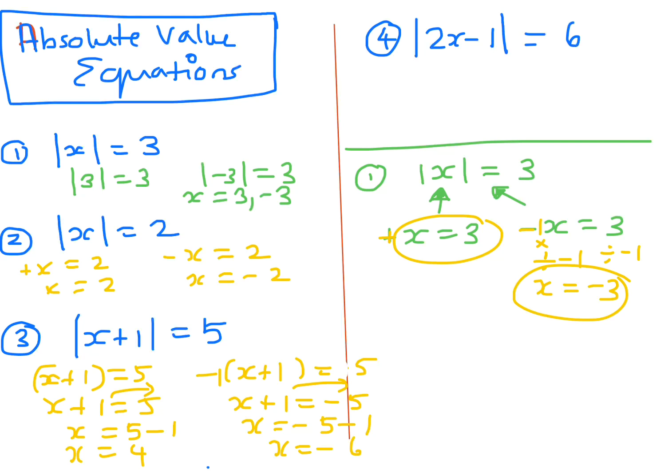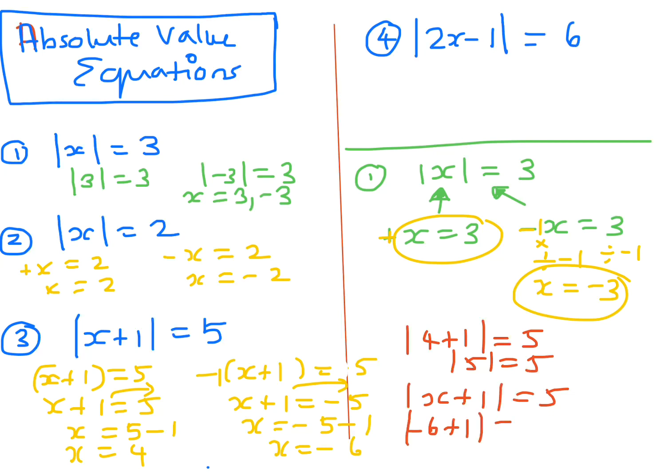So have a think about why these two are solutions. If you put 4 in place of the x in x plus 1, you would get the absolute value of 5, which is 5. And if in place of the x you put minus 6, minus 6 plus 1 is actually minus 5. So that gives you the minus 5 part. The absolute value of minus 5 is just 5. So both of those actually work.